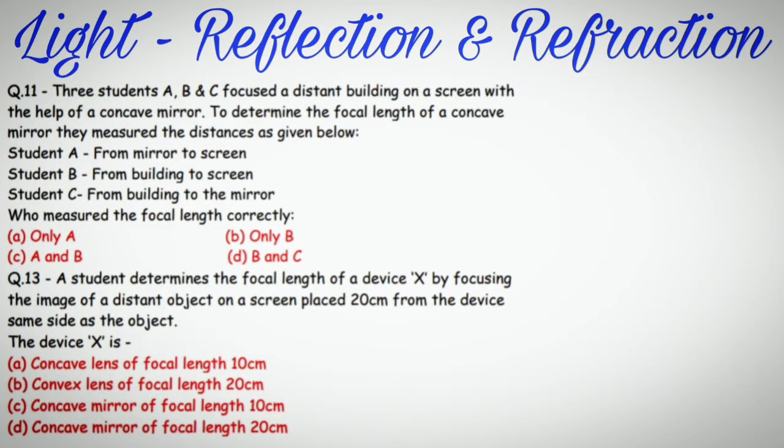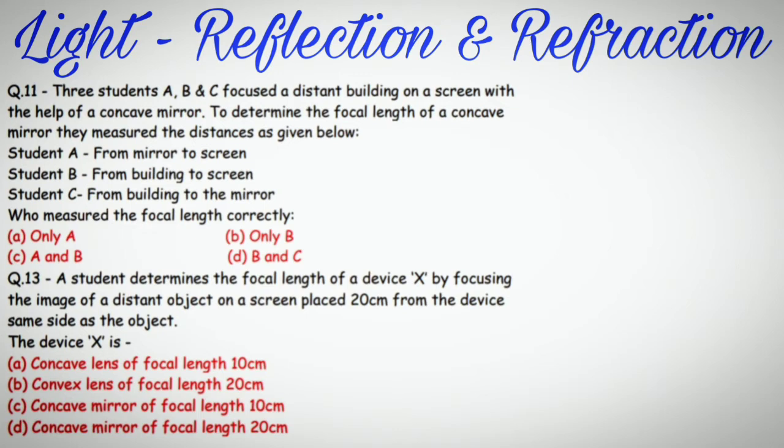Next question comes here. Three students A, B and C focused a distant building on a screen with the help of a concave mirror. To determine the focal length of a concave mirror, they measured the distances as given below. Student A from mirror to screen, student B from building to screen, student C from building to the mirror. Who measured the focal length correctly? Option A only A, option B only B, option C both A and B, option D both B and C. And the correct answer is only A.